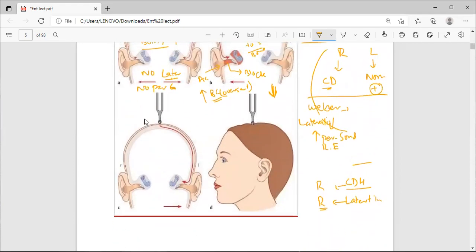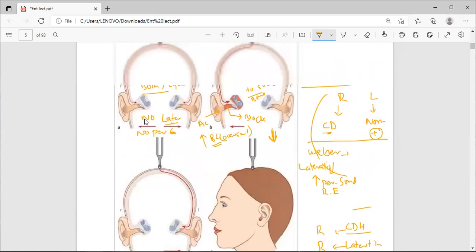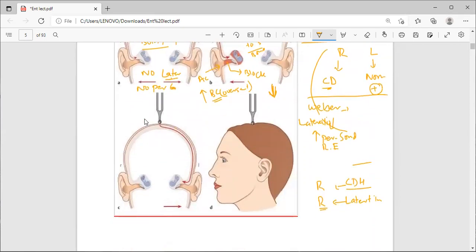Here you can see that he is having a conductive hearing loss in the left ear. Rather, there is no conductive hearing loss. You can see there is no conductive hearing loss, because the conductive loss is shown through the color because the ear is blocked.